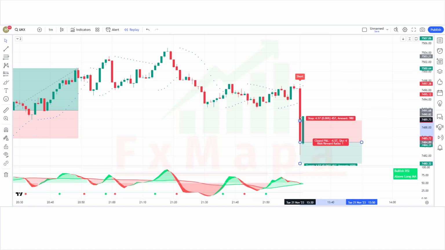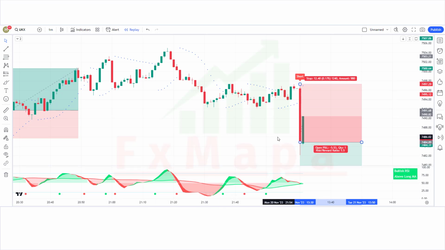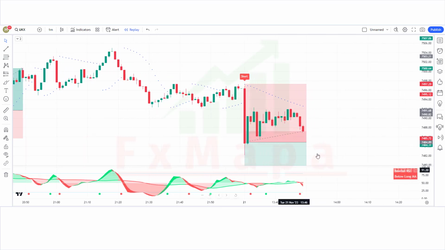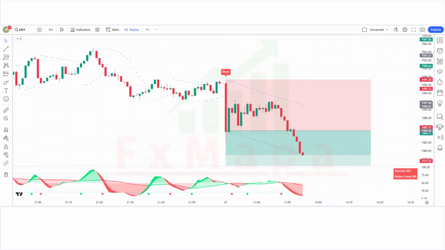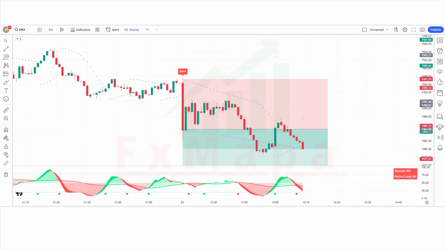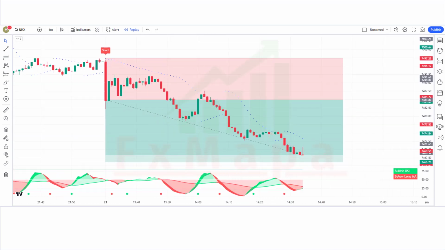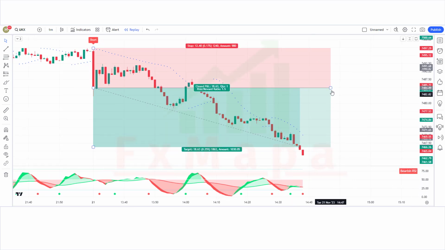Our stop loss will be placed at the parabolic SAR of the higher level, and the risk to reward ratio will be 1:1.5. Let's see what happens to our trade. Our trade is running in profit. We have won the trade.